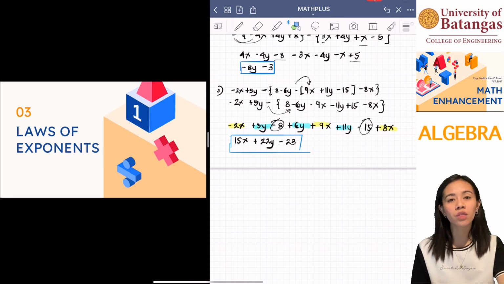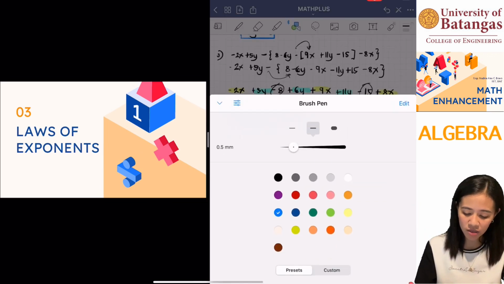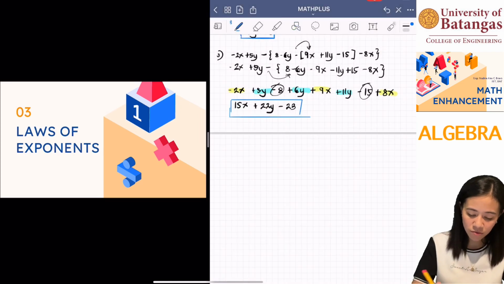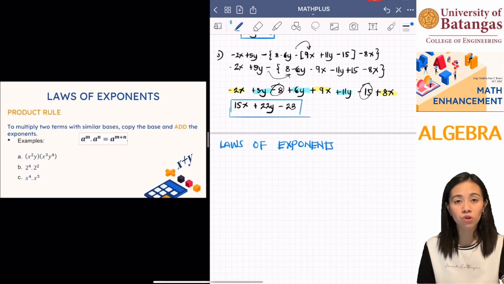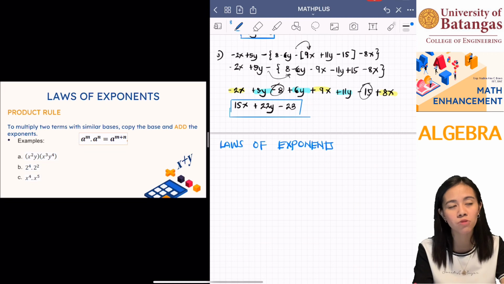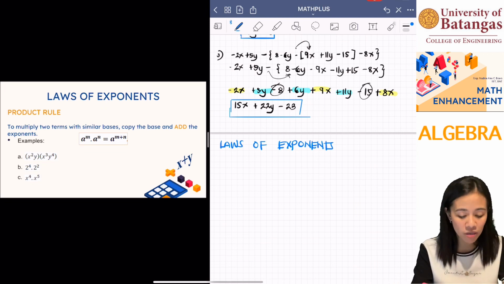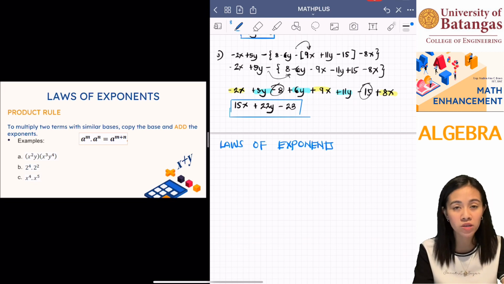So let's proceed with the laws of exponents. So for laws of exponents, let me write that down. Okay. So for the first law of exponent, which is very helpful when we are multiplying, so majority of the laws of exponents we use in multiplication. The first rule will be the product rule. So to multiply two terms with similar base.